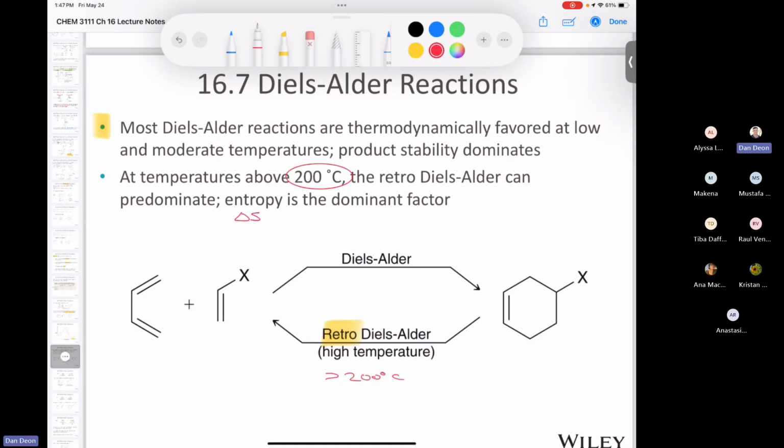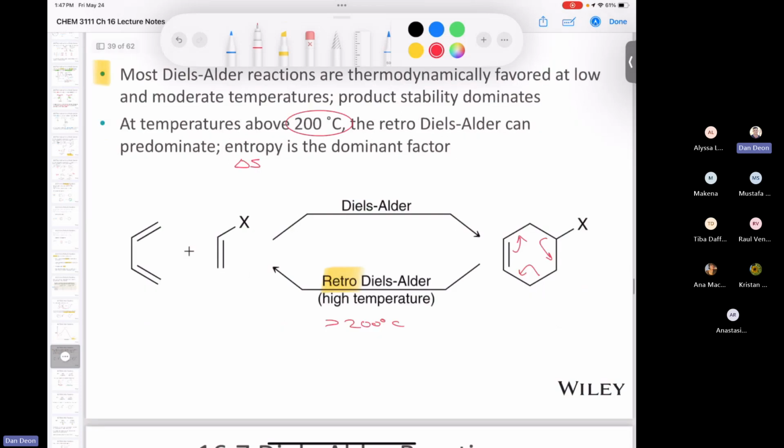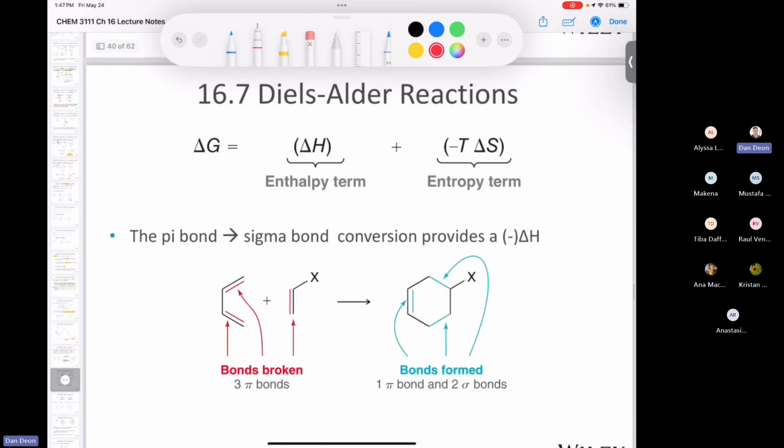And if you're wondering about the curved arrows going from here to here, it's just the same old curved arrows, right? You do something like this, and something like this, and it takes you right back to your diene and your dienophile. So I know you guys remember this chestnut, right? Delta G is equal to delta H minus T delta S.